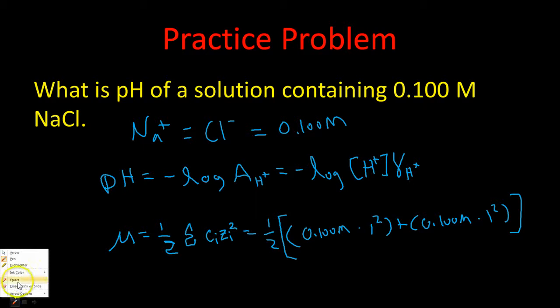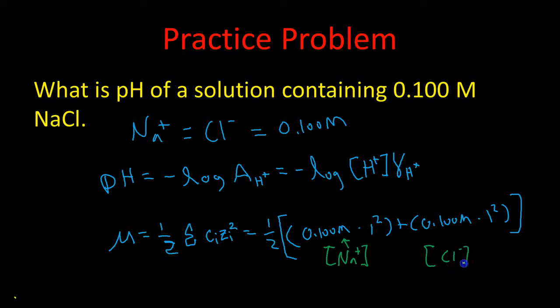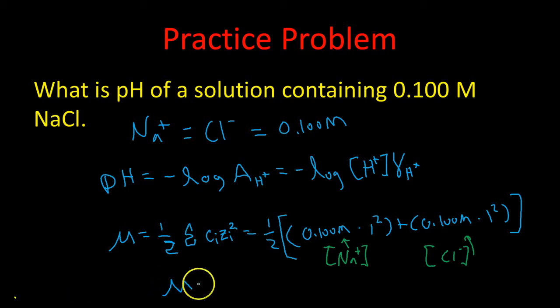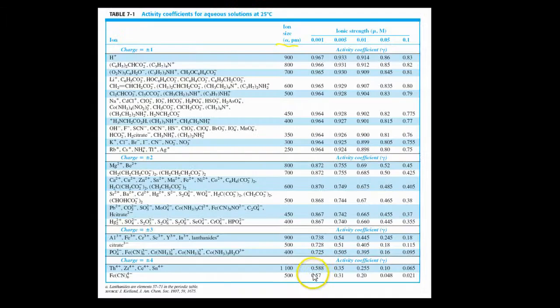Just to emphasize that, this is our sodium, and this is our chloride. If you finish this calculation, you'll find that our ionic strength in this case just equals 0.100 molar. Okay. Fortunately, that's a nice number for us to work with because we have a table value for that. So if we go back and look at our table, we can find our H+ and the activity coefficient at ionic strength 0.1 molar is 0.83.